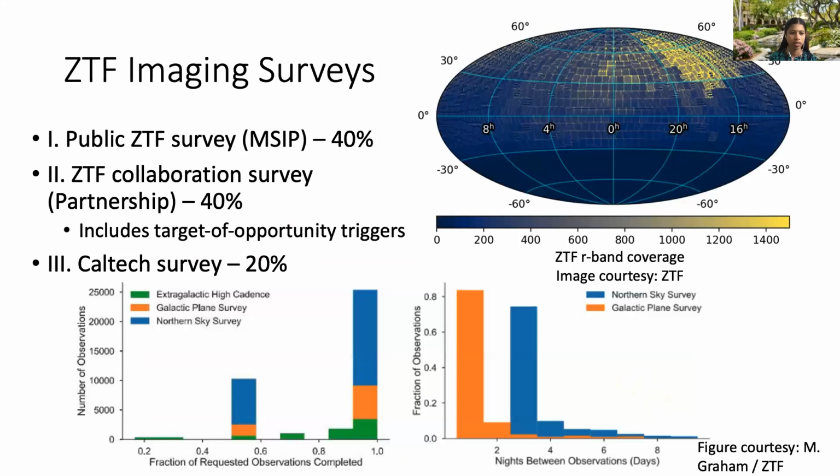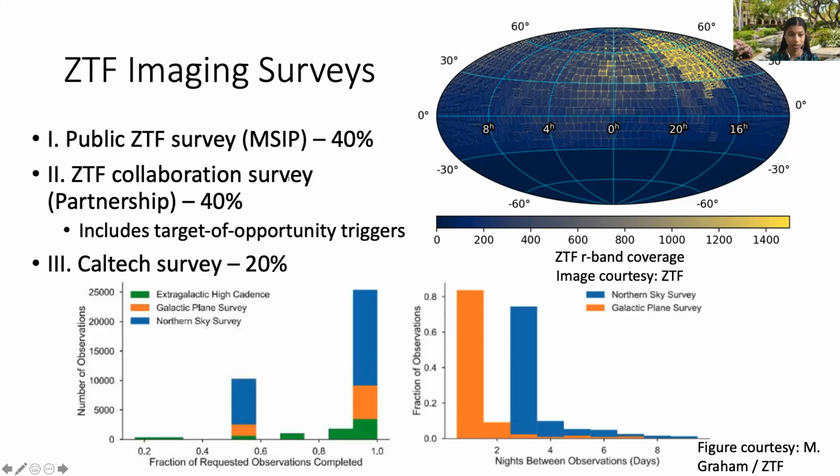So the ZTF survey time is divided primarily into three different surveys. One is the public ZTF survey, also known as MSIP, that comprises 40% of ZTF's time. The second is the ZTF collaboration survey, or the partnership survey, which takes up 40% of ZTF's time. And finally, the Caltech survey, which takes up 20% of the time.